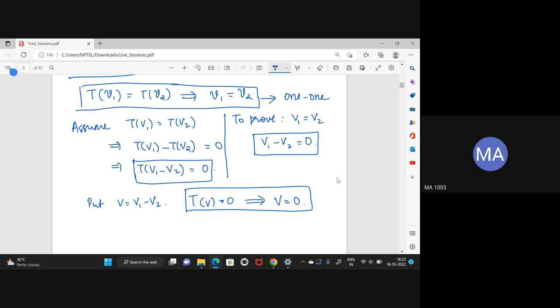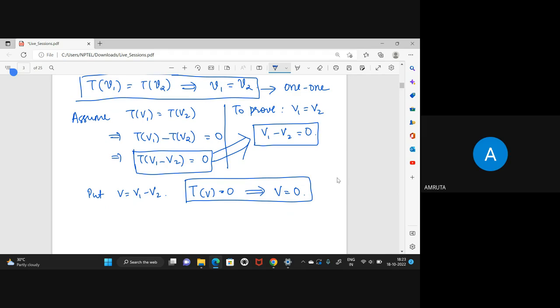Okay, madam. So what should I prove? T of V1 minus V2 is equal to 0 implies V1 is equal to V2. That's what I should prove, right? This is the part that I assume, and this is the part that I have to prove, right? Yes. If instead of V1 minus V2, I'm just putting V, that's all.